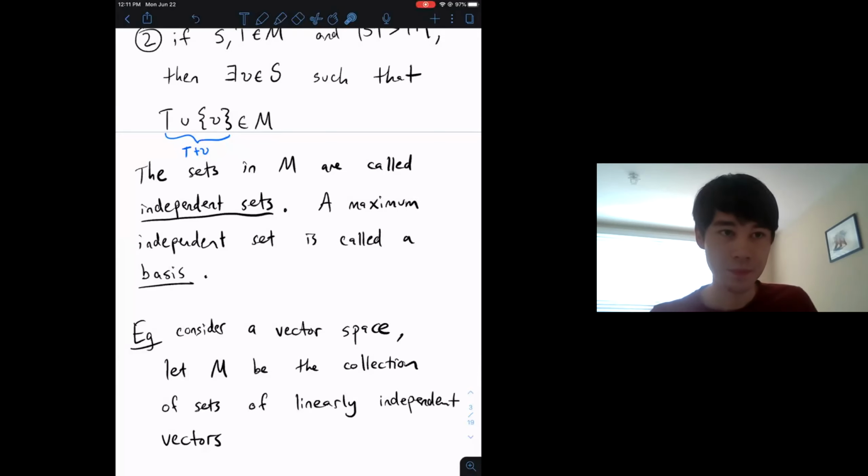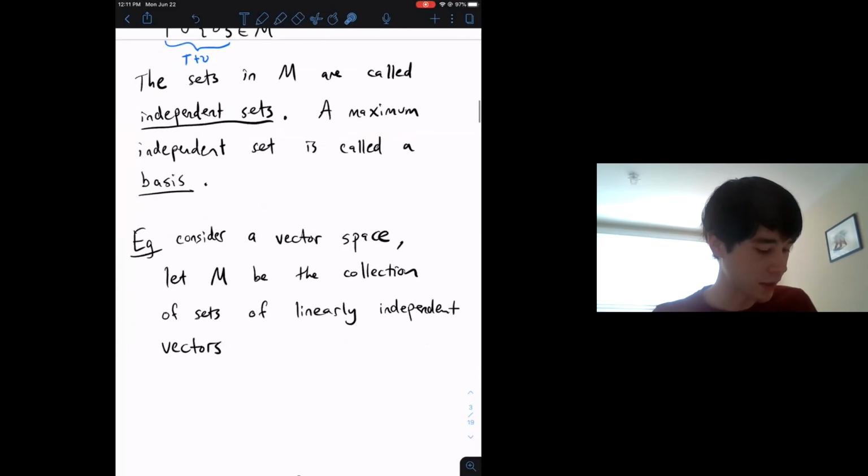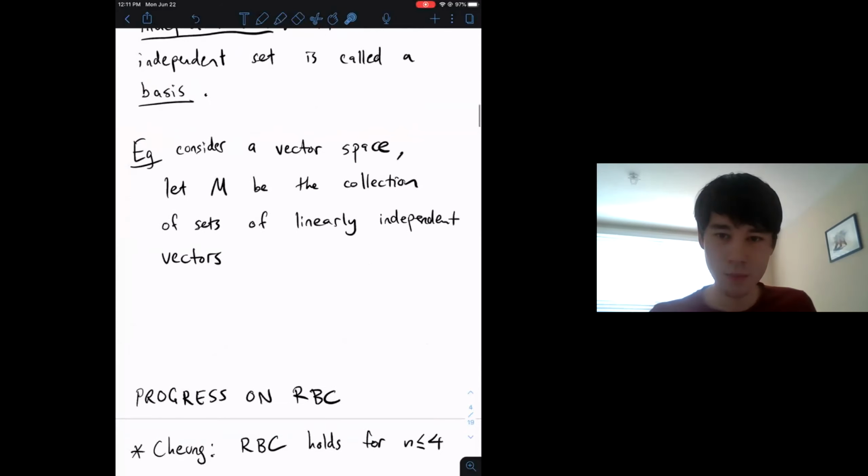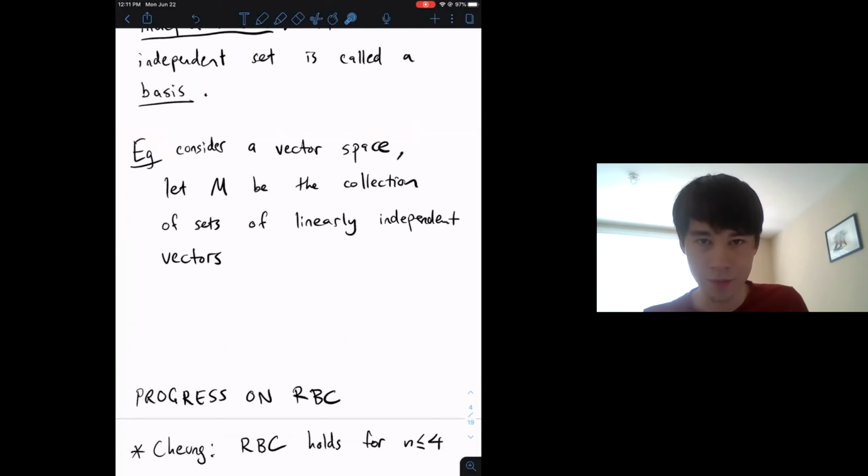Okay, so that is the problem. Let me tell you a little bit about some of the progress that has been made on this conjecture over the years. So the first thing is that, well, if it's hard to prove for general n, you can try and prove it for small n. So this is very easy if n equals 2 or 3. It's just more or less checking some cases.